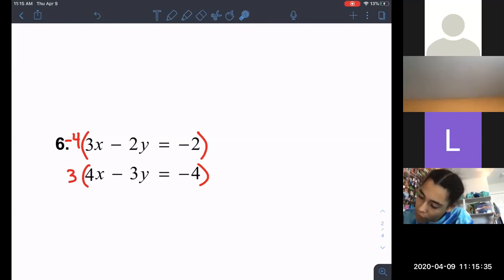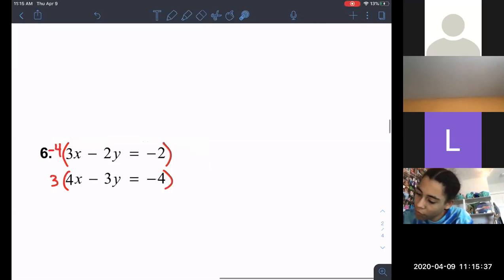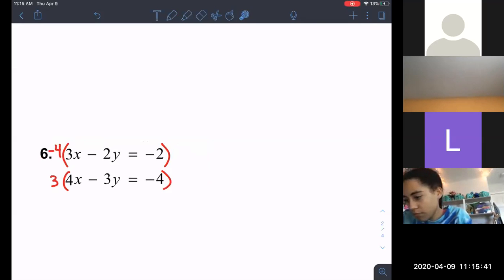How do you know what to times it by? And how did you get the -4 and the 3? Because you want to turn the coefficients into the same number, but you want them to have different signs, right? Does it matter which one?